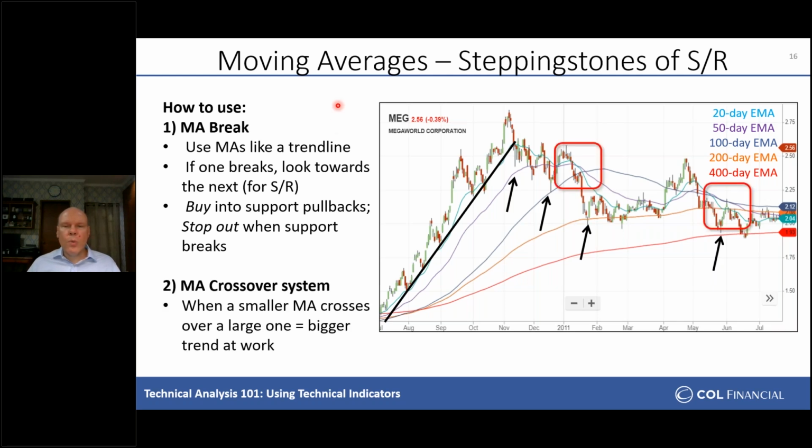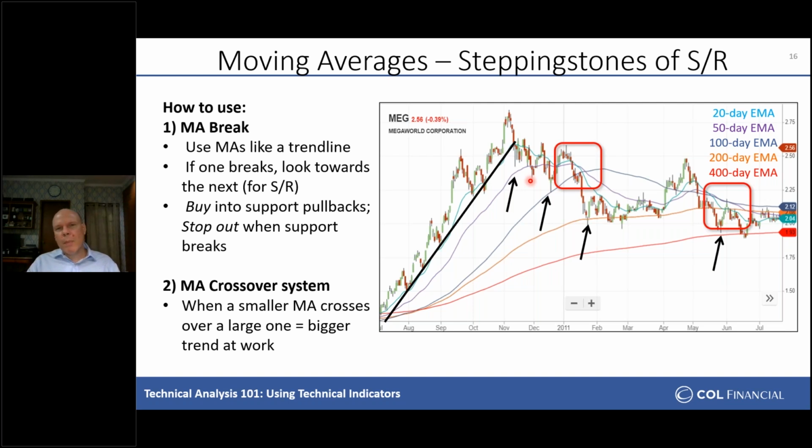Now, the second way of using moving average system is using what is known as a crossover system. Now, a crossover system means this. If a shorter moving average, let's say this example I have on top, this light blue one here, if the shorter term moving average crosses over a slightly longer term moving average, like what we have here, the purple one, then that tells you this, that short-term selling force, which should have been short-term, seems to be picking up speed.